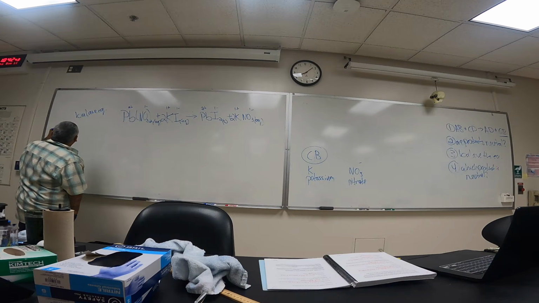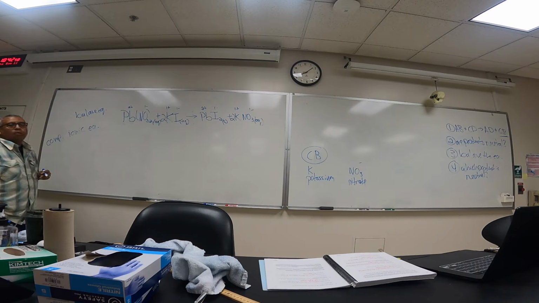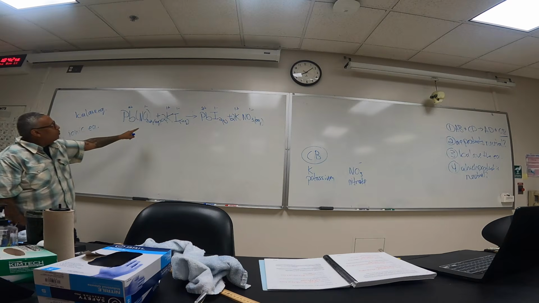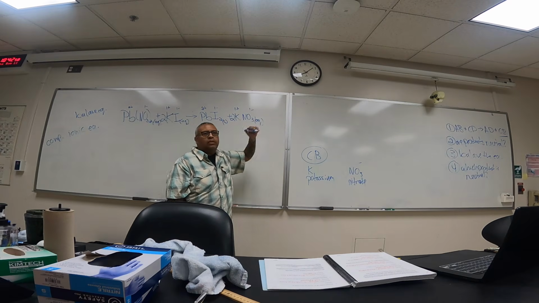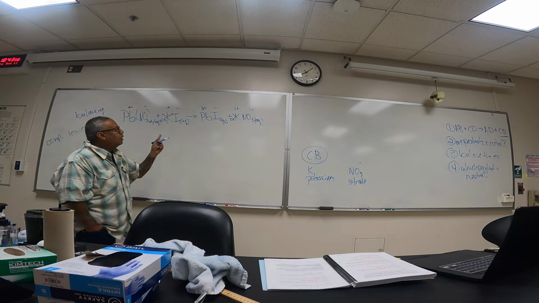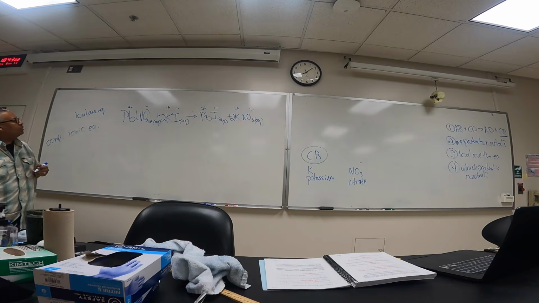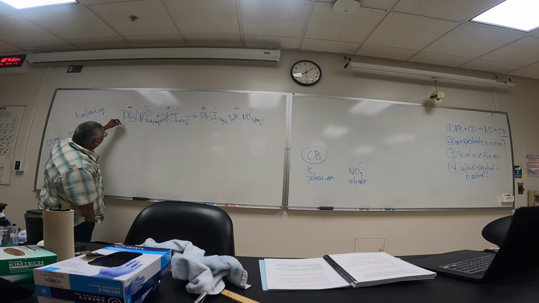Next we're going to do the complete ionic equation. This is where we separate everything except for the solid. Anything that's listed as aqueous, right? These are going to be split up into ions. So I'm going to split this one up here.